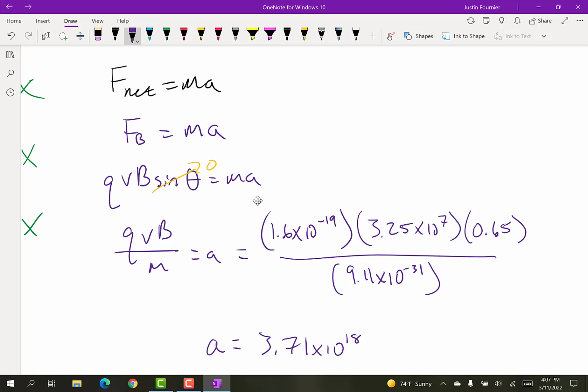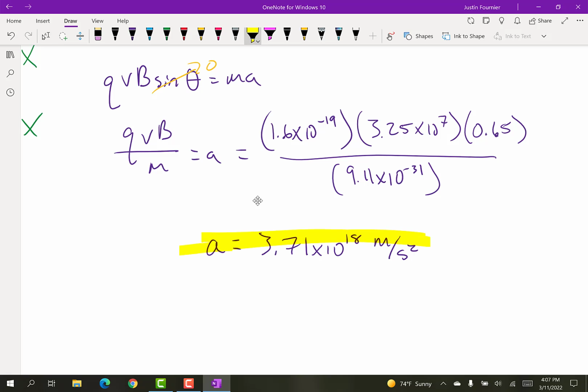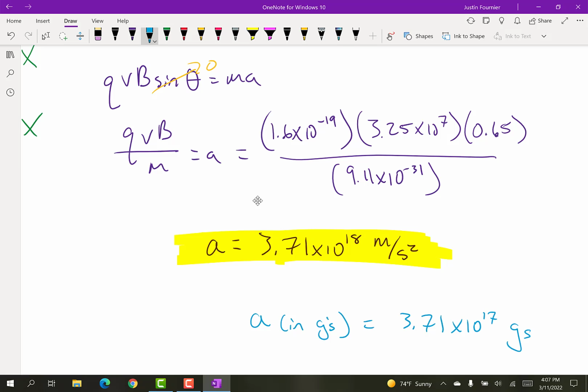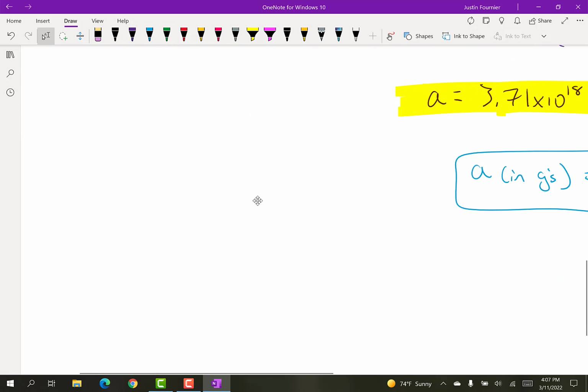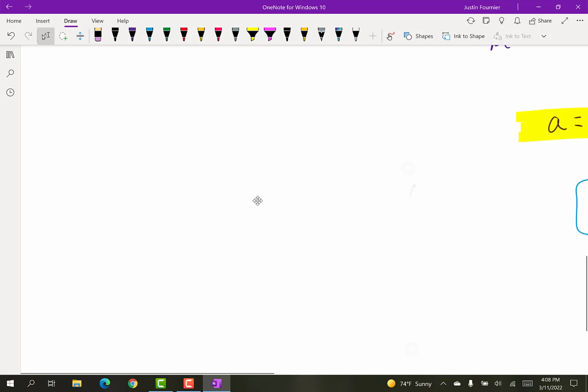Yikes, that's a lot of acceleration. Poor electron. And then they want me to get it in terms of g's. How many g's is that? Well, basically, I would divide this by 9.8 or 10. If I just divided by 10, that basically tells me that the acceleration in g's is 3.71 times 10 to the 17. I mean, that's an insane amount of g's, right? So, yikes. But if you want to get more accurate, you could divide it by 9.8, and that'll give you a bit more accurate way, but I'm just moving along here.